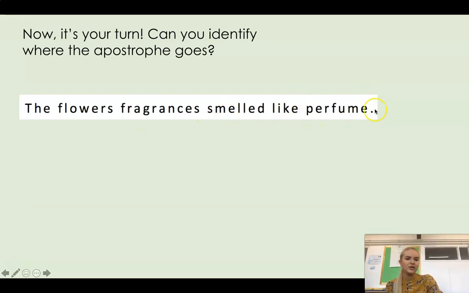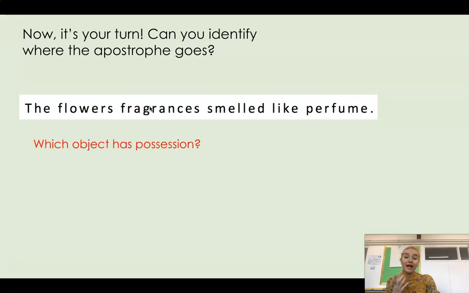Does the word perfume own anything? No, we could say perfume has a smell, but we don't say the perfume smell, it smells like perfume. So that isn't our word that needs an apostrophe. How about fragrances? So the fragrances smelled. Well, yeah, the fragrances smelled, but we haven't said the fragrances smell. If we're saying the fragrances smell, that's suggesting that the smell belongs to the fragrances, but we've got that ed suffix suggesting that's a verb. So actually, fragrances don't own anything.